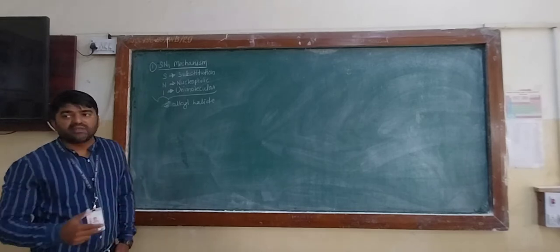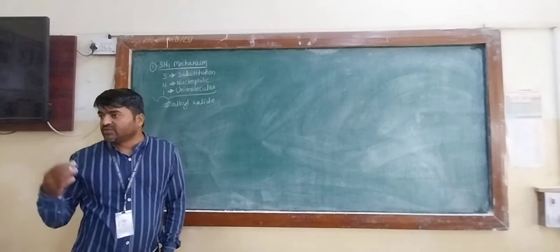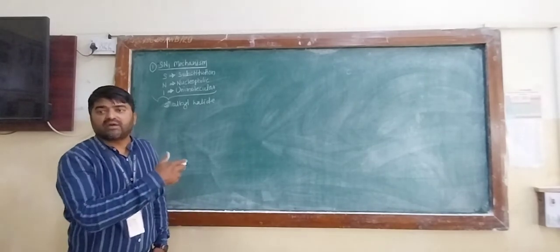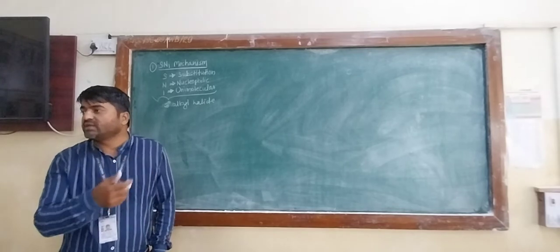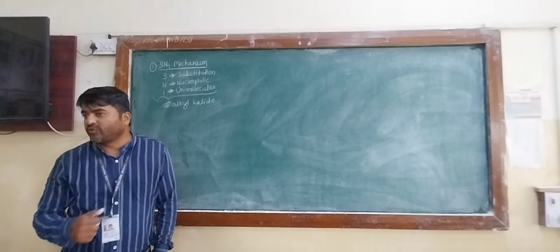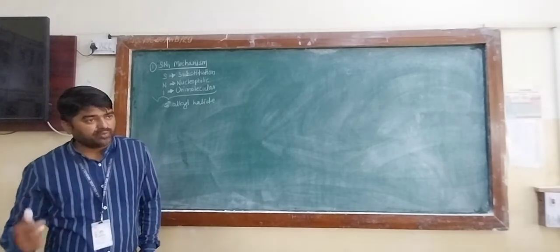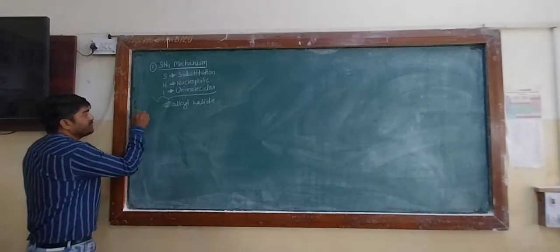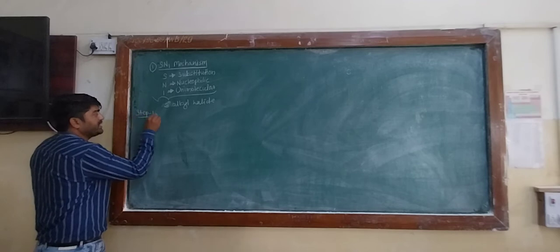The mechanism is explained in 4 steps. The first step is the chemical reaction. The second one is the rate of reaction. The third one is the mechanism of reaction, and the fourth is the energy profile diagram. Okay. So step 1 is the chemical reaction.